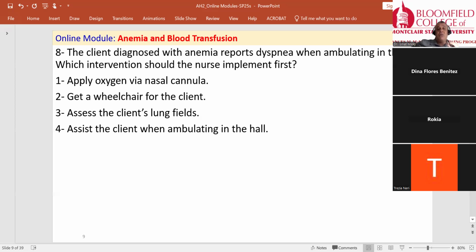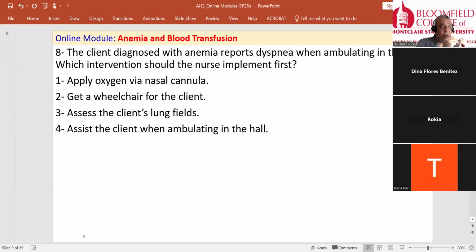It's called DOE. So you have to specify what type of dyspnea first, because before we jump to the question, we have to dissect the stem and see what the key word is. The key word is dyspnea when ambulating in the hall, which we can translate to a medical term: dyspnea on exertion, DOE. If you go back to CHF or heart failure, we found that patients may develop that as well.